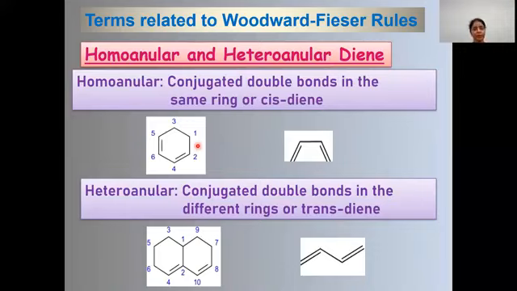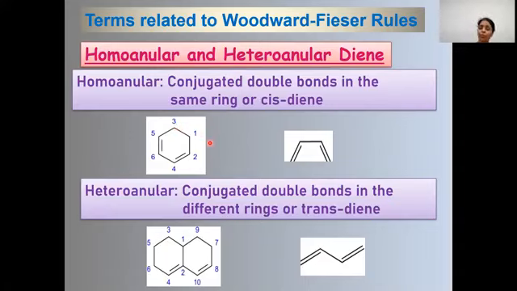Before going to discuss the rules, first we discuss some terms related to Woodward-Fieser rules. First, homoannular and heteroannular dienes. Homoannular dienes are those in which, in case of cyclic compounds, the conjugated double bonds are present in the same ring. This is an example of a homoannular diene in which, in the 6-membered ring, 2 double bonds are present. So this is a homoannular diene.